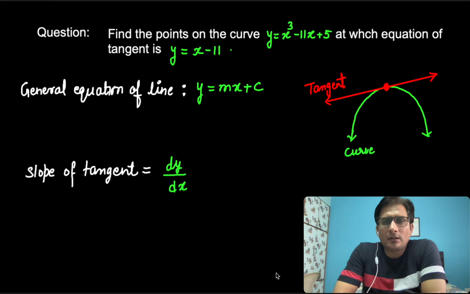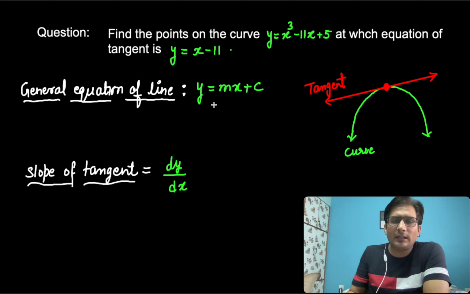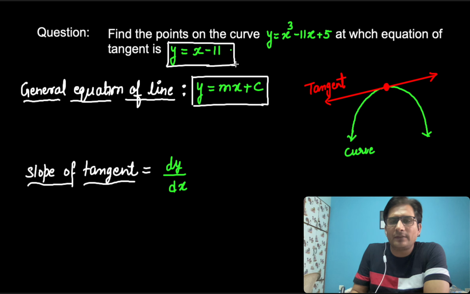The point on the curve. This curve is given, and the equation of the tangent is given. Suppose this is the curve on this side and the red line is the tangent. We must know two things in this question: the general equation of a line and the slope of the tangent. The general equation of the line is y equal to mx plus c. This is the general equation, and the equation of the tangent, which is also a line, is given like this.